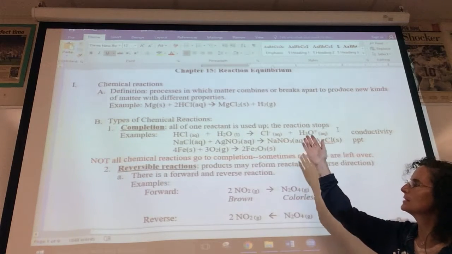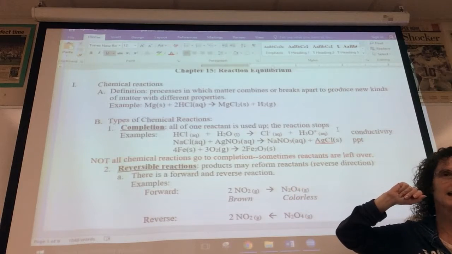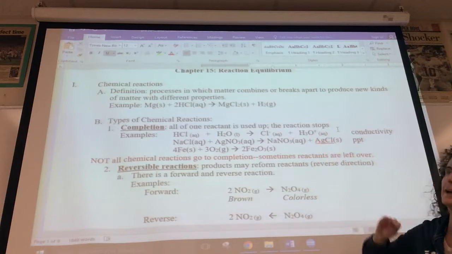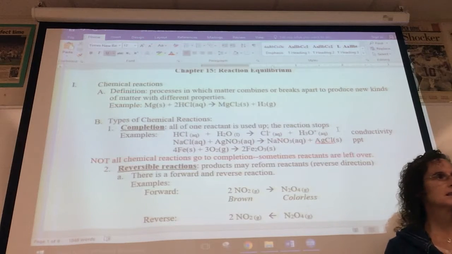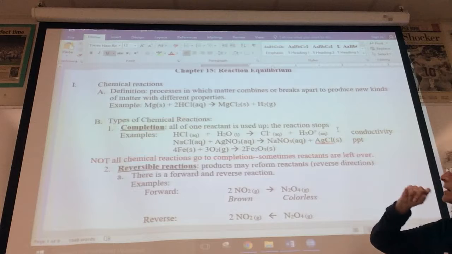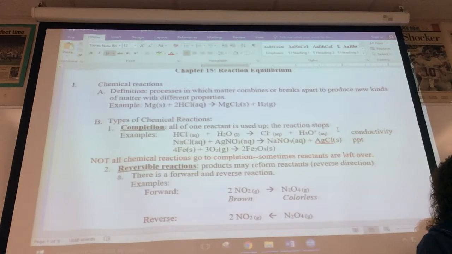For example, in a single replacement reaction, magnesium reacts with hydrochloric acid to generate magnesium chloride and hydrogen gas. Single replacement reaction, it only goes in the forward direction because magnesium is of higher activity than hydrogen. Other examples of reactions that go to completion.